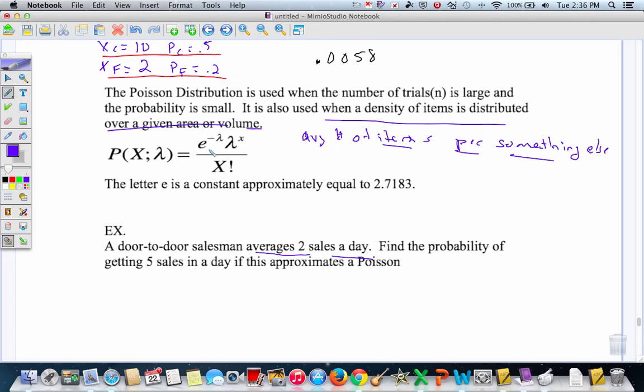And within our Poisson, we have a couple of new variables. E is a constant. If you use the second function on your calculator, second division sign, you get 2.71828, and so on.